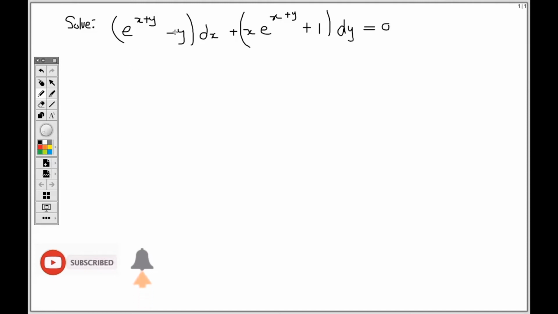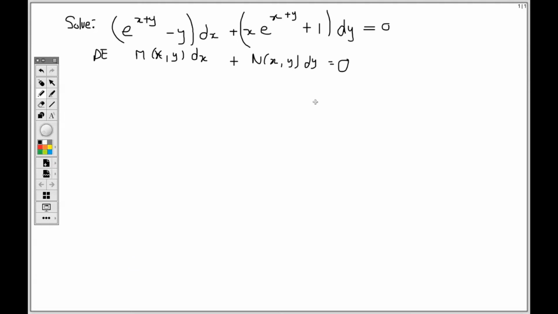Now here we're going to solve this differential equation, and I am going to rewrite it. This is the general form for the differential equation: M(x,y) dx + N(x,y) dy. The first bracket represents M(x,y) and the second bracket represents N(x,y).